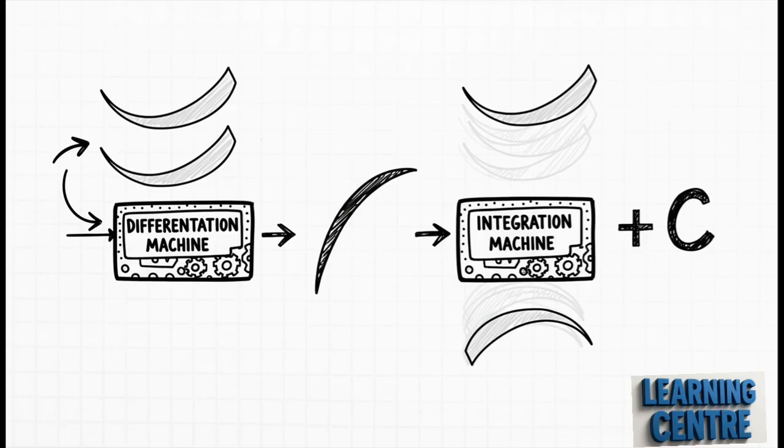Now, when we go in reverse, there's this one little quirk we have to deal with. I like to call it the ghost in the machine, the constant of integration, or plus C. Just think about it for a sec. The derivative of x squared is 2x. But what's the derivative of x squared plus 5? It's also 2x, because the derivative of any constant is just 0. It vanishes. So when we integrate, we have to add that plus C to admit that there might have been some constant there that we just don't know about.